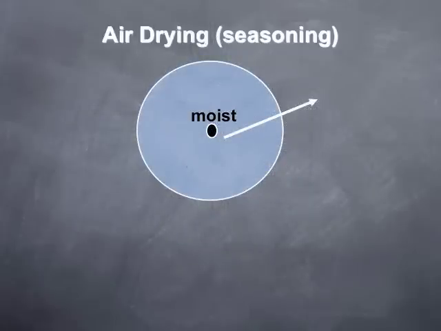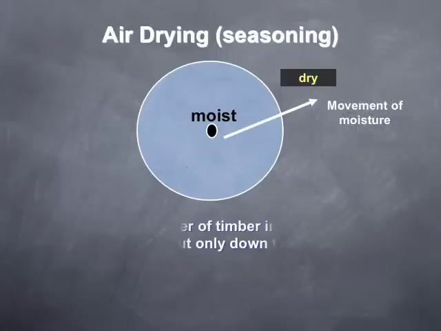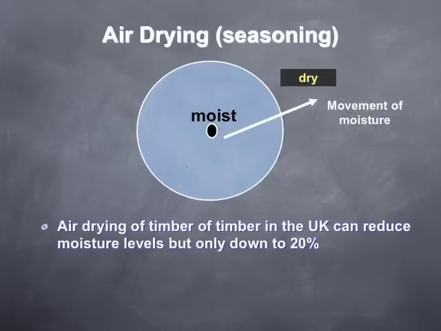A lot of the water is concentrated in the centre, and then what happens is, as we cut through the timber and it's exposed to the atmosphere, the moisture moves out of the centre outwards, as shown by the arrow. So it's going from moist to dry there, and that is essentially the movement of moisture. Therefore, air drying of timber in the UK can reduce moisture levels, but only down to about 20%.